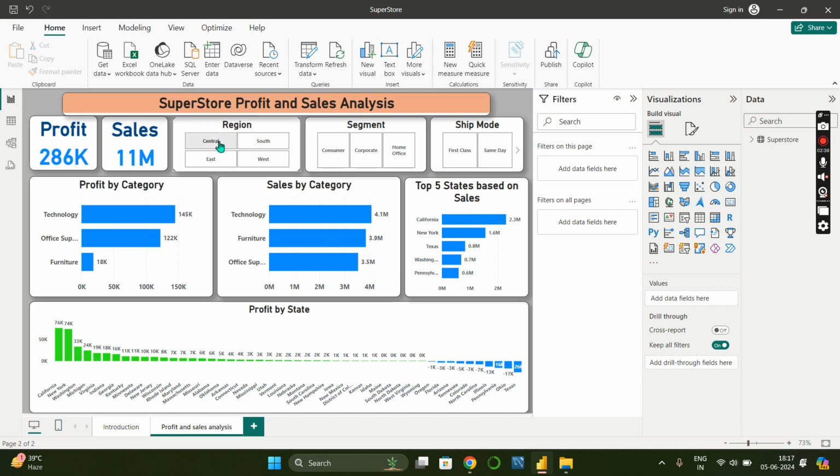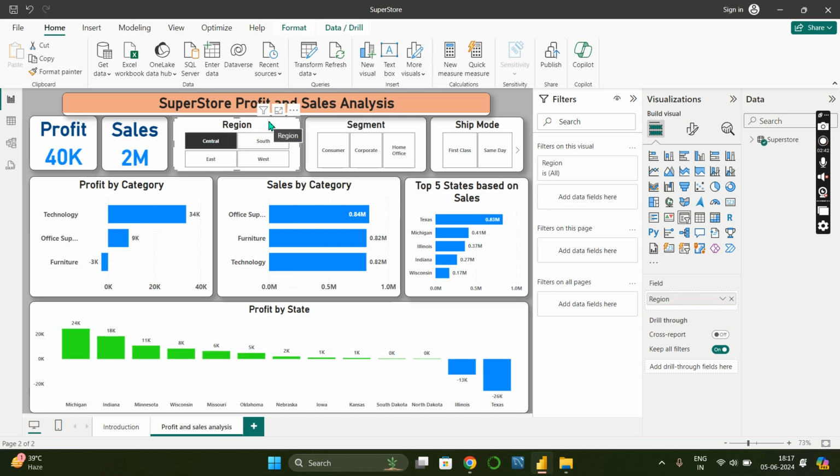So first we start with the central region. In the central region, total profit amount is 40K and sales is 2 million. If I try to find out based on the category, technology and office supplies categories give some amount of profit, but the company, the superstore, is bearing some loss in the furniture category. This is the total sales by category here. All the three categories, office supplies, furniture, and technology, are more or less the same.